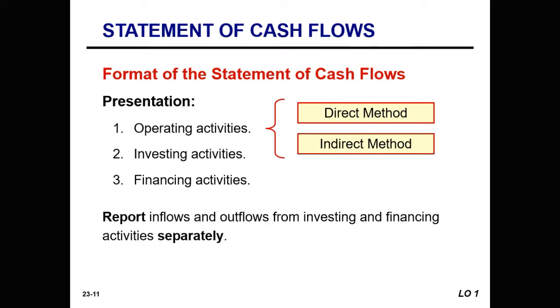The information used to prepare the statement of cash flows generally comes from a couple of sources. And there is a format for the statement of cash flows. It runs in the 3 different classifications. It starts with operating activities, goes to investing activities, and ends in financing activities. The difference between the direct and indirect method is only evidenced in how we arrive at cash flows from operating activities. Reports of inflows and outflows from investing and financing activities are done separately, and they're done the same way under either method.